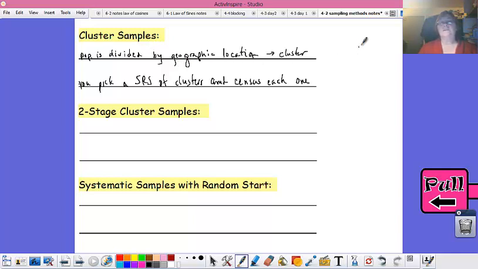So if you're trying to figure the difference between stratified and cluster, think stratified is about characteristics of people. Cluster is about locations of people.